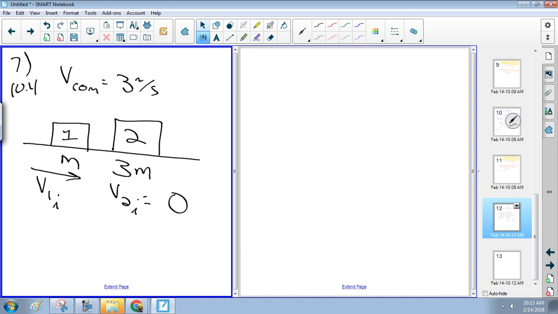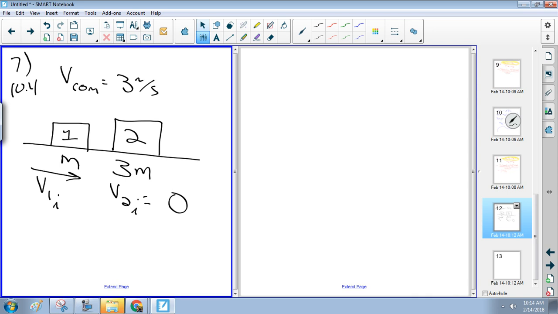Okay. Let's see. A, afterward, what is the speed of the center of mass? So 3 meters a second, right? Everybody cool with part A on that? Right? There's no external forces. The velocity of your center of mass shouldn't change, so it's still 3 meters a second. Cool? All right. Part B, I think, is the tougher part.